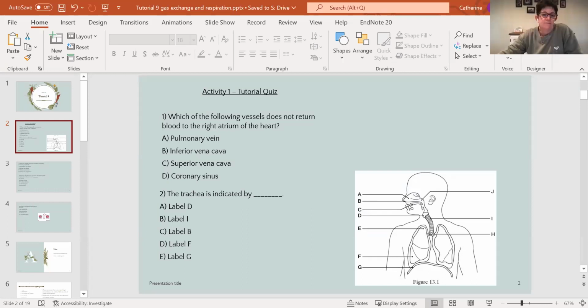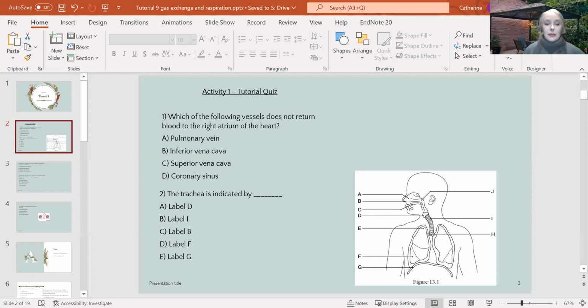Is it A? So which of the following vessels does not return blood to the right atrium of the heart? What goes into the right atrium of the heart? Inferior vena cava and superior vena cava. Yep, that's right. Exactly. Good. I don't know about coronary sinus though. Okay. Well, the coronary sinus is literally just the name for the area where all the vessels come in and out. So it's kind of a bit of a red herring. Okay. So yes, pulmonary vein is correct.